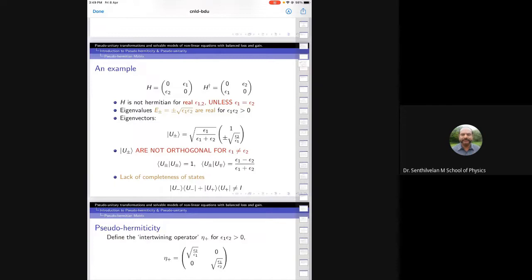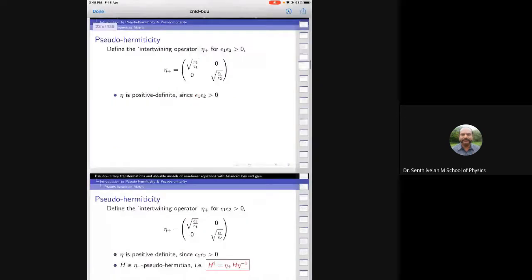I'm going to introduce what we mean by pseudo-hermiticity. Well, we define a 2 cross 2 matrix intertwining operator eta plus as root of epsilon 2 by epsilon 1, 0, 0, root of epsilon 1 by epsilon 2, with the condition that the epsilon 1 epsilon 2 product is greater than 0. If the product is less than 0, then eta plus is not defined, and the product being greater than 0 ensures that eta plus is a positive definite quantity. That means it cannot have 0 or negative values.